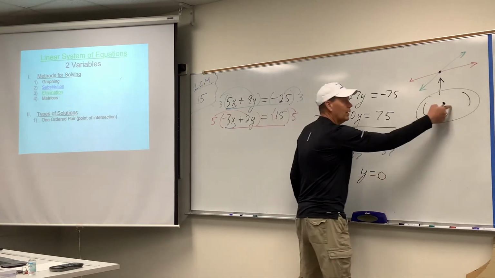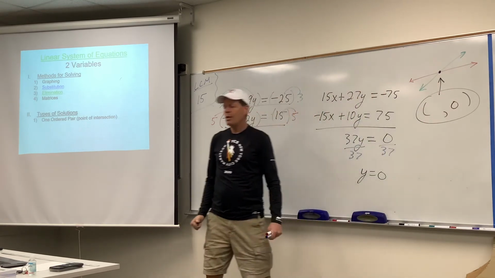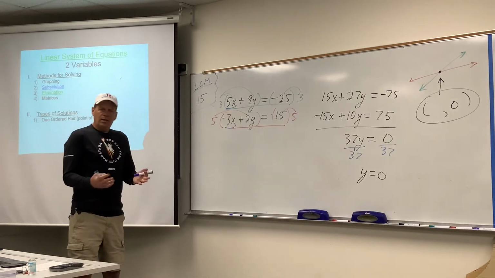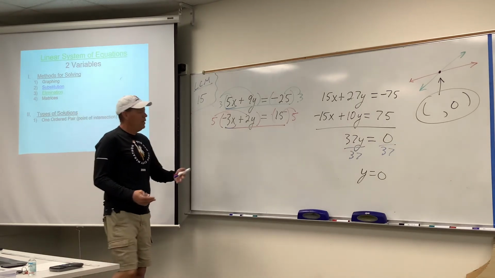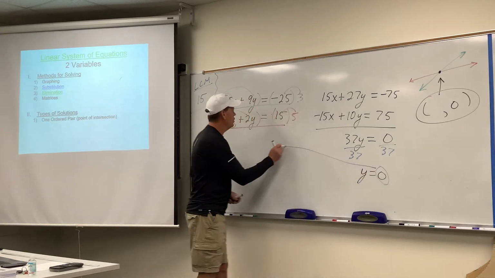So the y-coordinate of that point where those two lines cross is 0. That's just a general picture of the question. Okay, so y is 0. Let's go find x. Stick 0 into one of those equations. I don't think it matters which one. I hope you would agree.